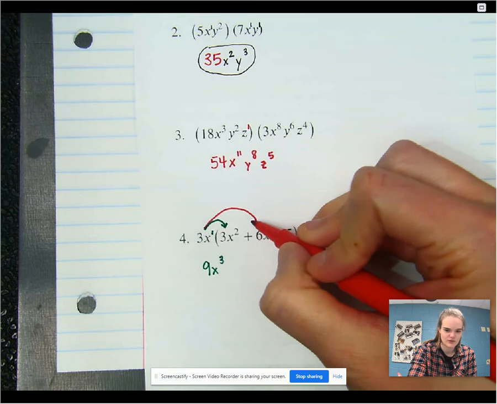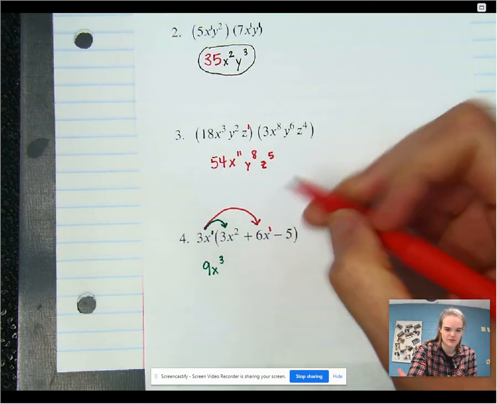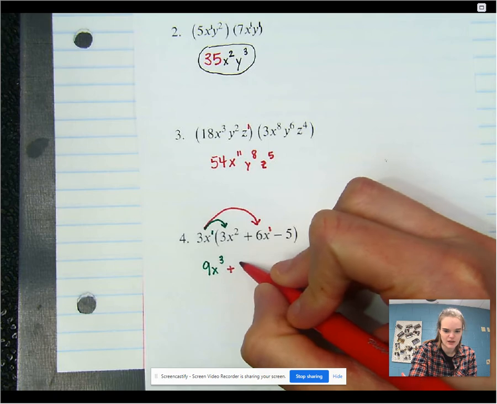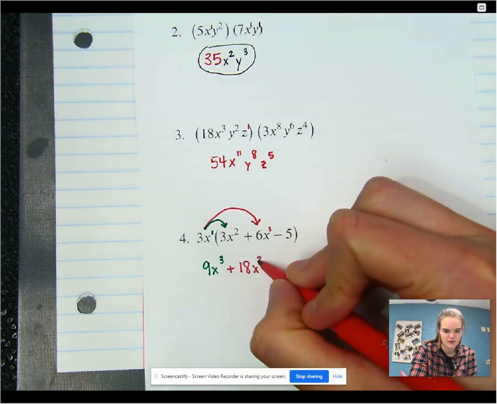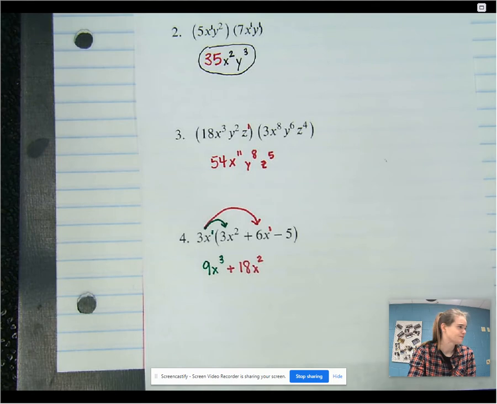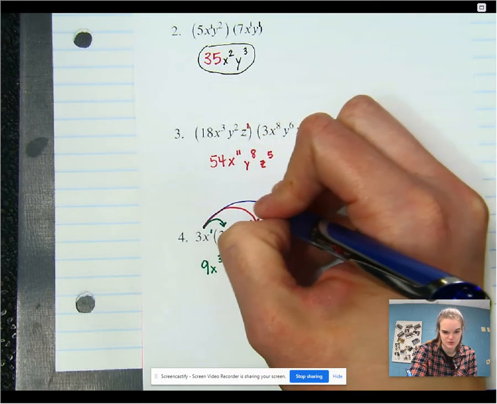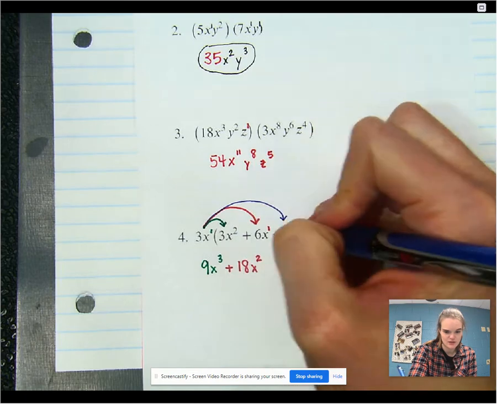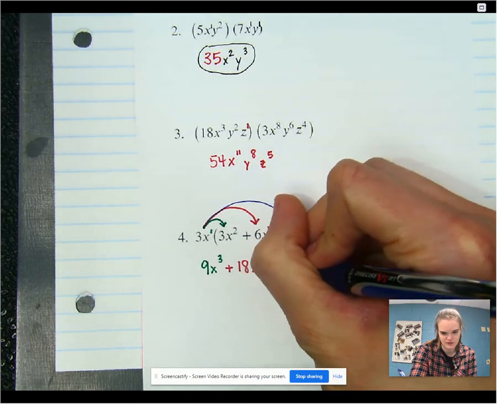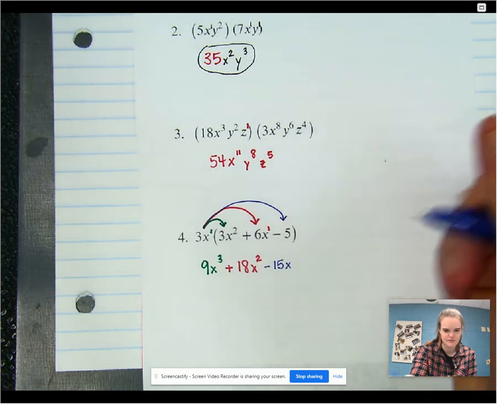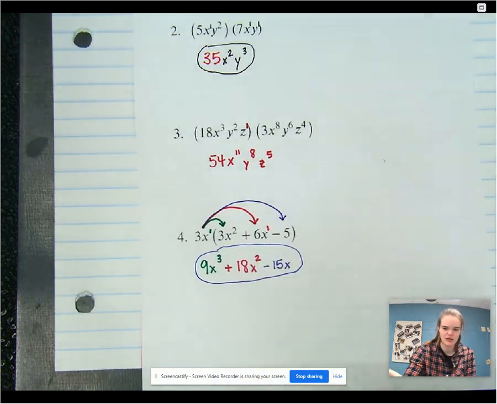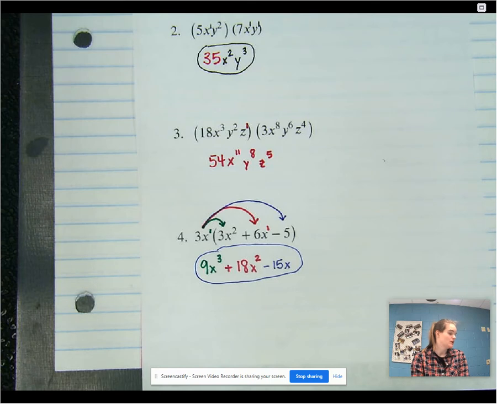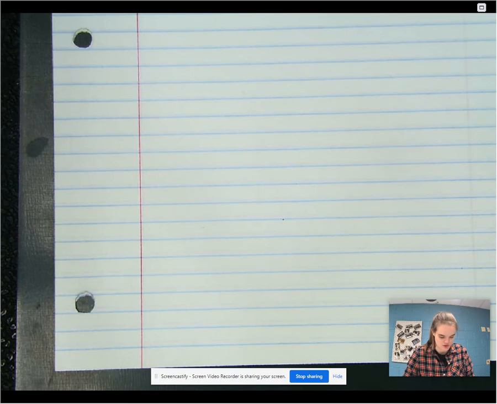Likewise, 3x times 6x. 3 times 6 is 18x squared. Okay. Then distribute in again. 3x times negative 5 is negative 15x. That is how we're going to multiply monomials. Now we're going to go ahead and glue this one in. Then we're going to get started on 5 through 8. So let's glue this in on 100.